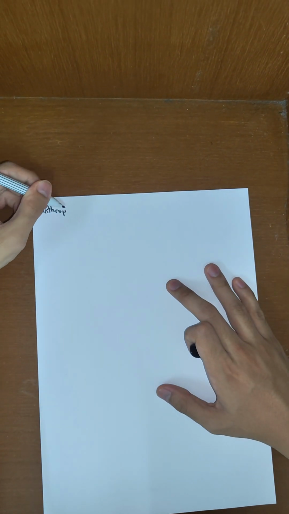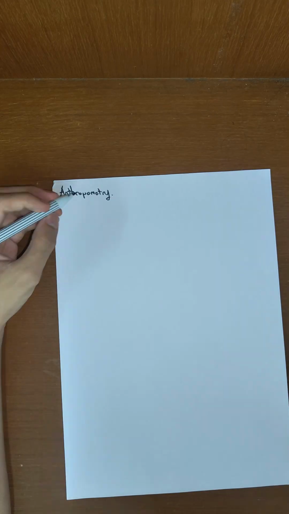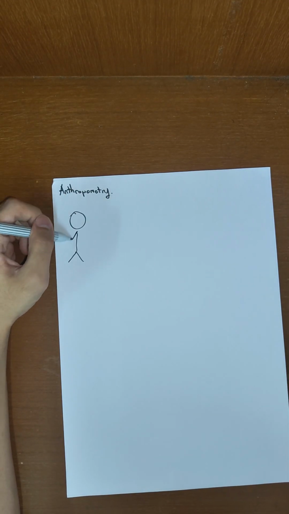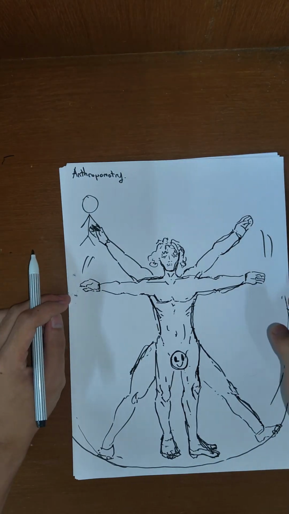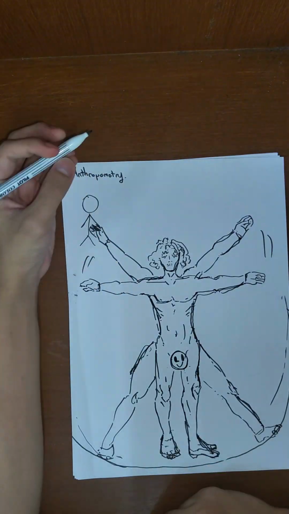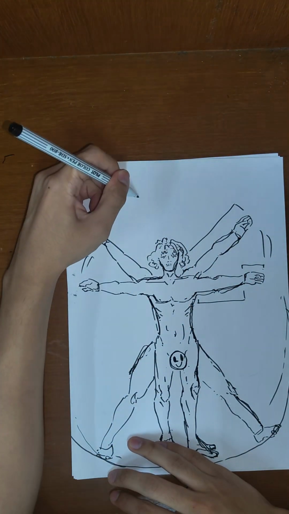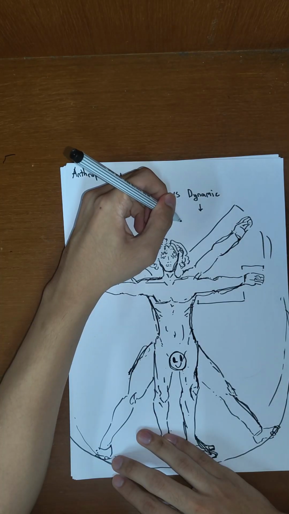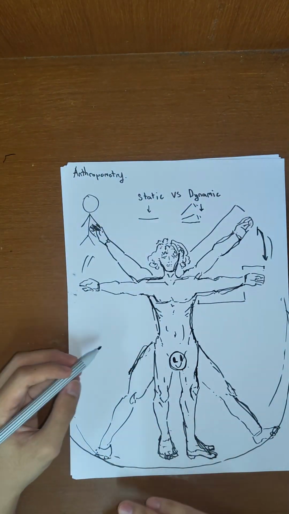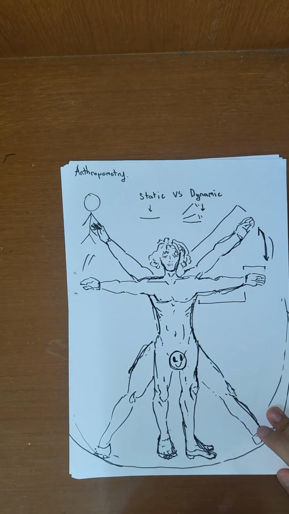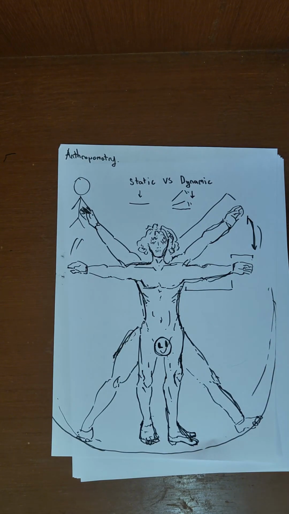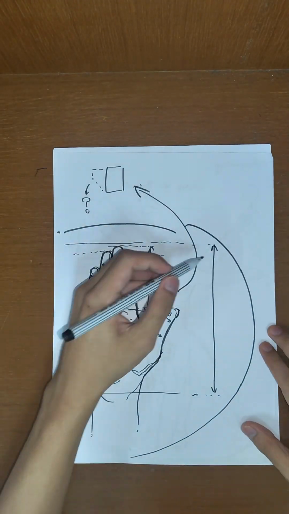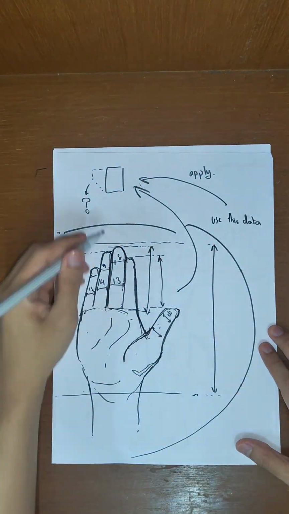Moving on to anthropometry. Wait, I don't think a stickman would work here. Let me just... Okay, much better. So, anthropometry is split into two types: static and dynamic. Static anthropometry measures the body in a fixed position, like standing or sitting. And for dynamic, they measure the body parts while in movement: their length, position, and their range of motion.